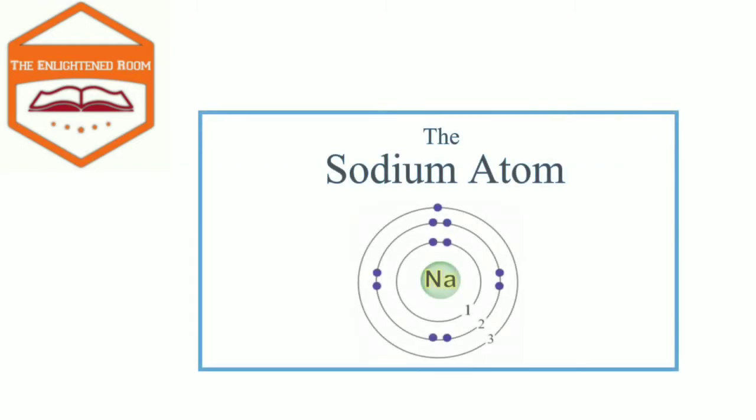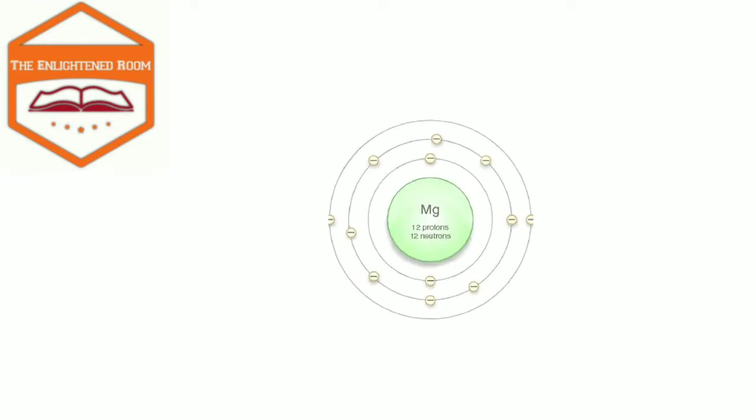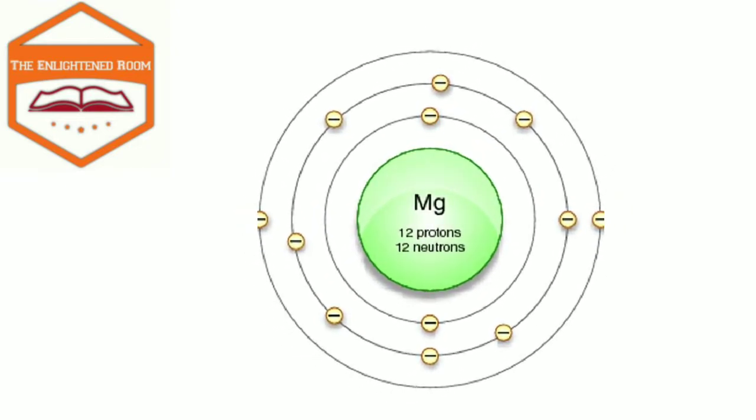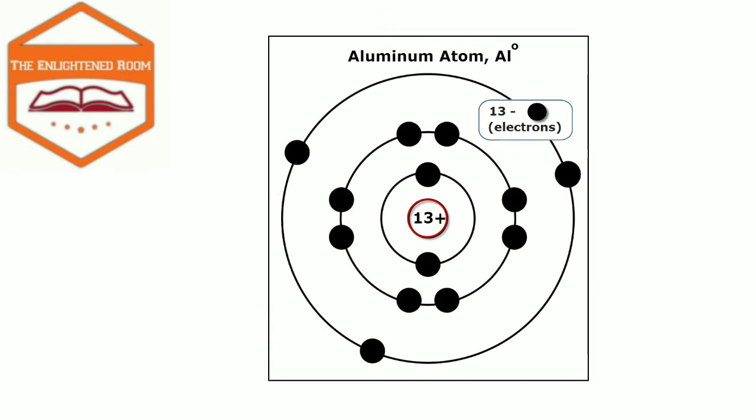The first element, sodium, has only one valence electron, which it can lose very easily to acquire the stable electronic configuration of the nearest noble gas. So it is a very reactive element. The second element, magnesium, has two valence electrons, which it can lose less easily than sodium, and hence magnesium is less reactive than sodium. The third element, aluminium, has three valence electrons, which can be lost with a little difficulty, and hence aluminium is less reactive than even magnesium.